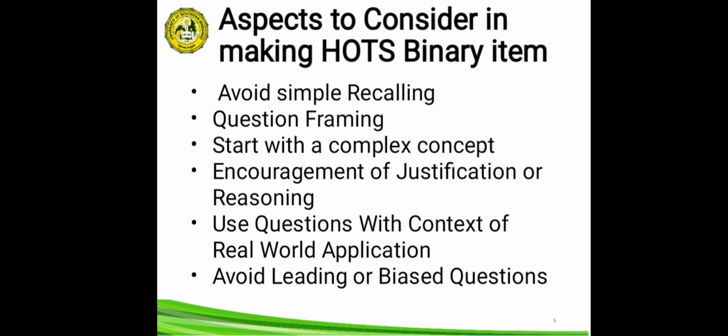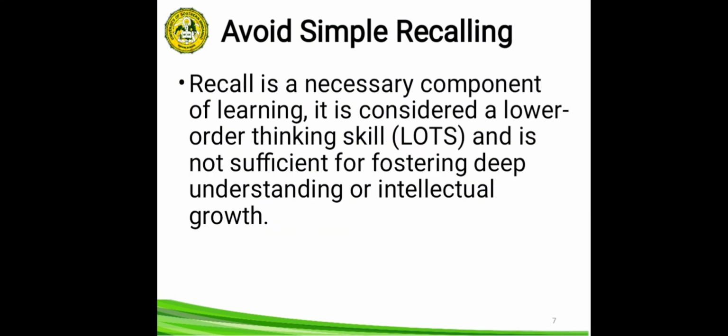We have here the aspects to consider in making higher order thinking skills binary items. The following are: avoid simple recalling, question framing, start with a complex concept, encourage reasoning or justification, use questions with context of real world applications, and avoid leading or bias questions. Let's discuss them one by one, starting with avoid simple recalling.